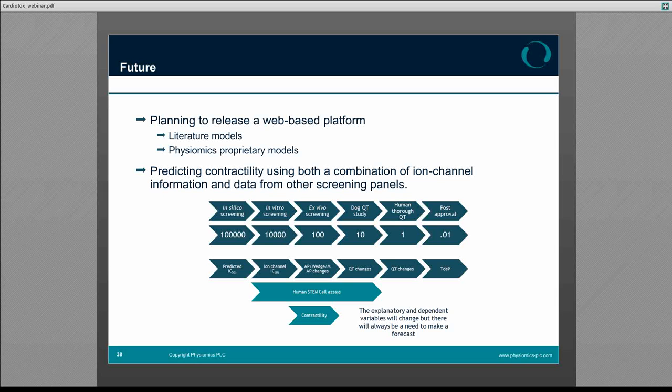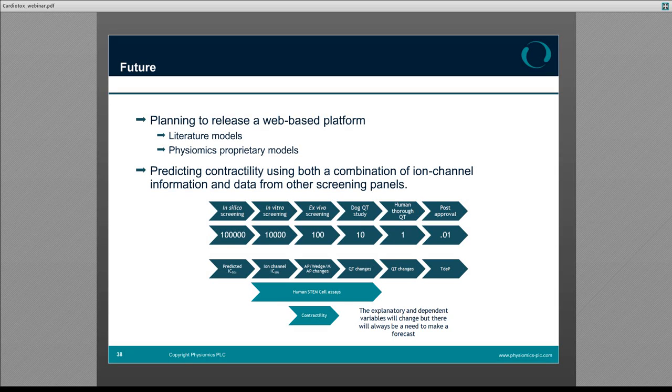Now, finally, a bit of a future outlook. We are planning to release a web-based platform which will give you access to all the literature models as well as the physiomics proprietary models, so you yourself can see how well these models are doing over time. In addition to this, we're hoping to move on from making QT predictions to also looking at contractility and at using information around new stem cell-based assays that are being developed.